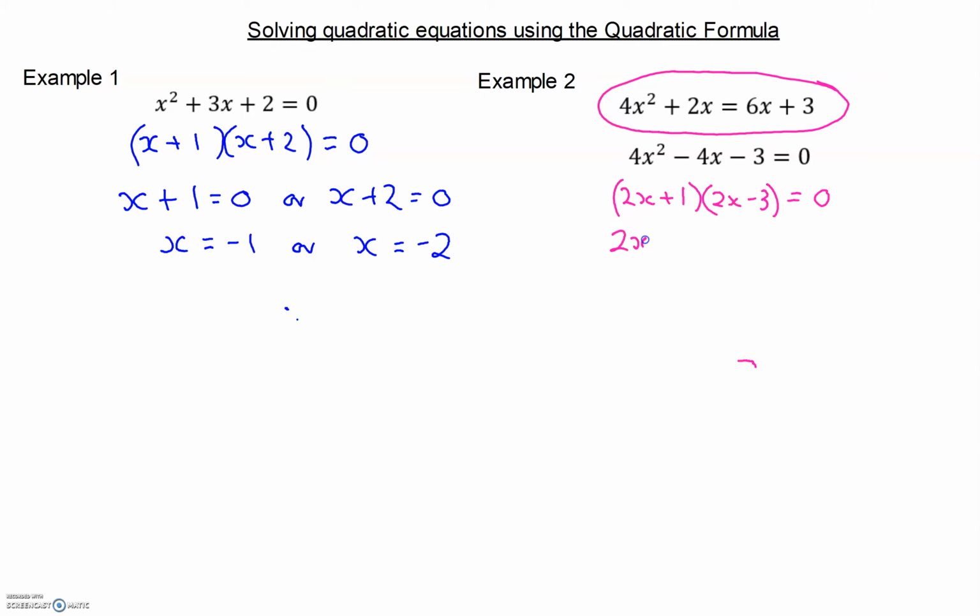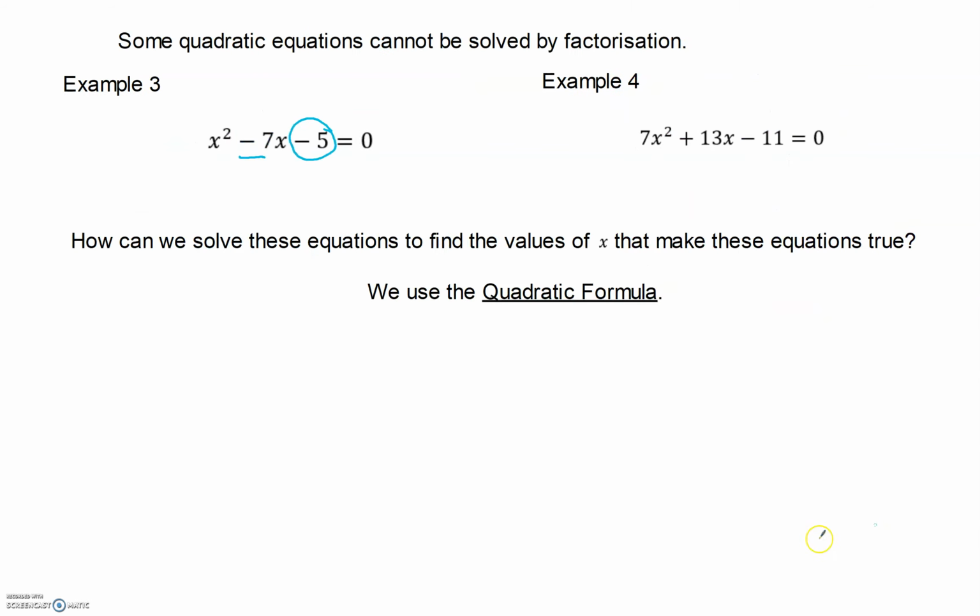Again, you know that 2x plus 1 must be 0, or that 2x take away 3 must be 0. I'm going to solve these equations. So 2x is negative 1, and so x is negative 1 divided by 2, which is negative 0.5. Or we have that 2x equals 3, and so x equals 1.5. So these two equations we have solved using the method that you should be very familiar with, and we've used the method of factorising the left-hand side.